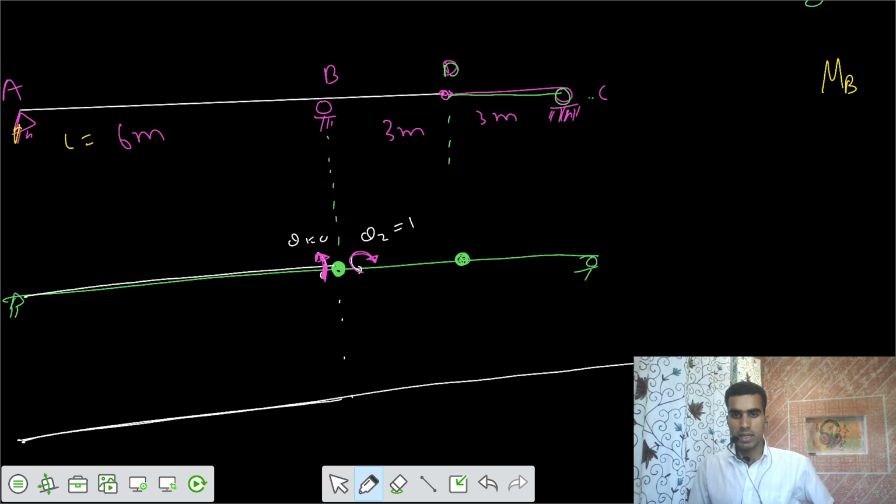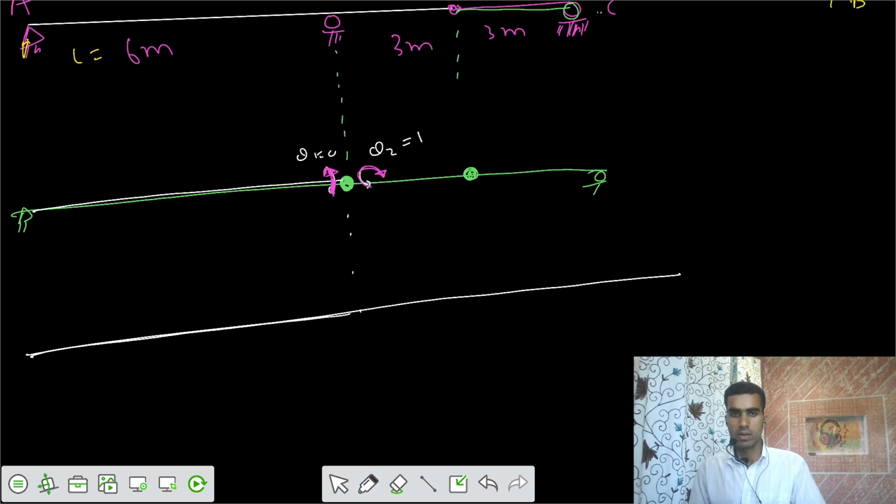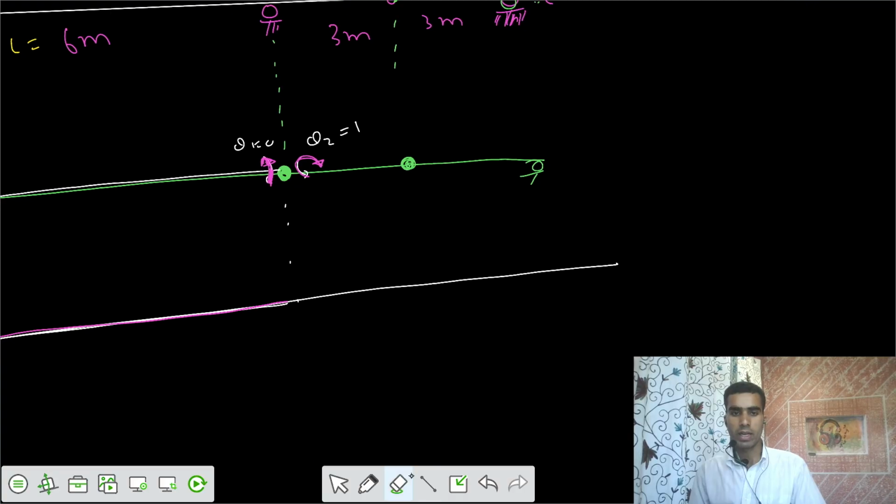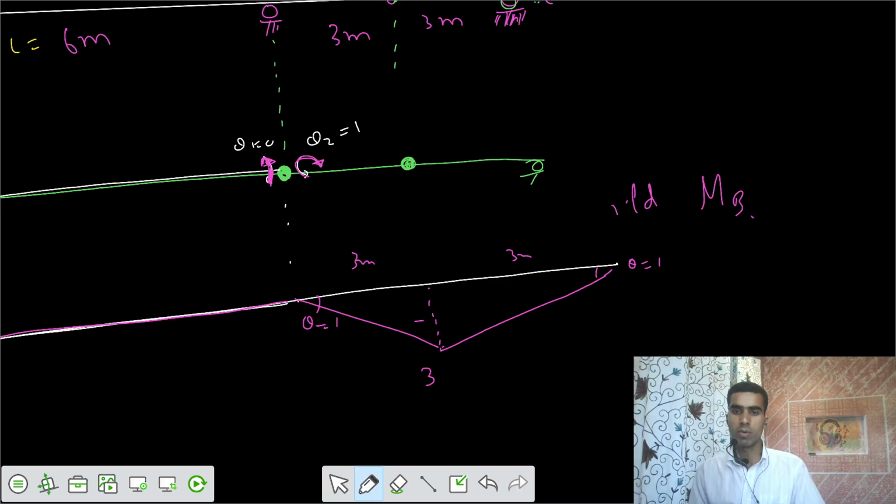Let's make that now. For this part, your curvature gets developed because of some theta, but in this part we can have some theta. That theta equals 1, and if this is a length of 3, can you tell me what the ordinate here is? It's also 3, and from the other side by symmetry, this is also 3 meters, so this is also theta equals 1. So we have this ILD for moment at B. This is the ILD for moment at B.